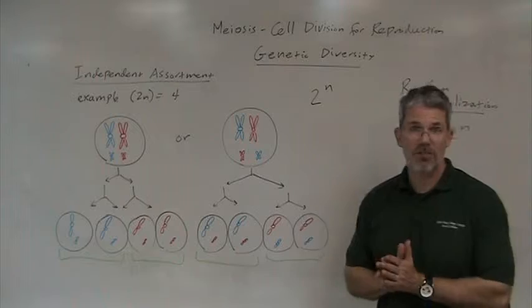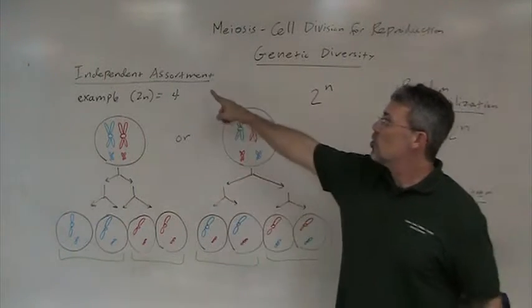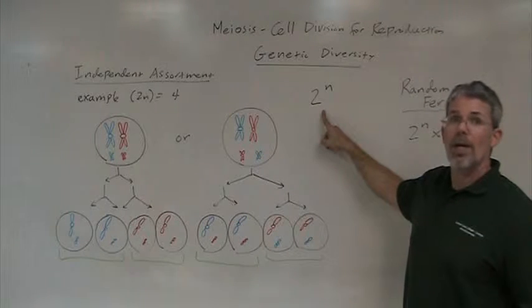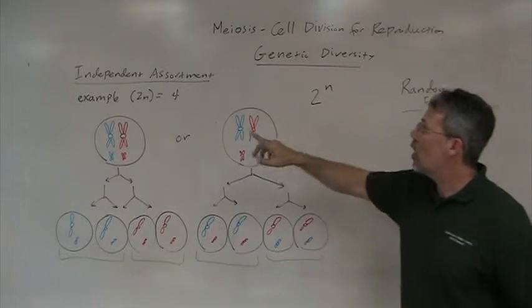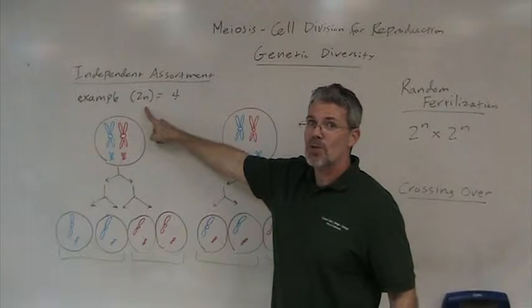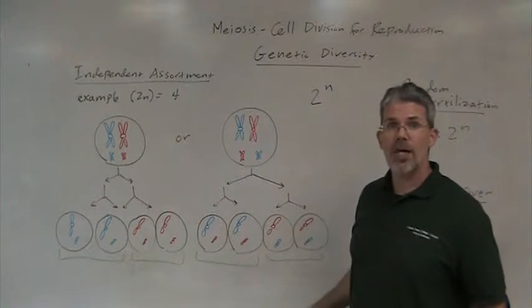Now, there's a formula for this. The number of possible combinations in the gametes due to independent assortment alone is 2 to the n power, where n is the haploid number. In our example here, the haploid number is 2. 2 times 2 is 4. So 2 squared gives us 4 combinations.